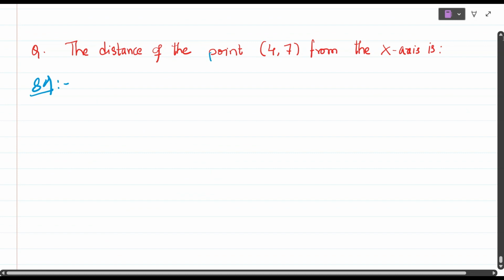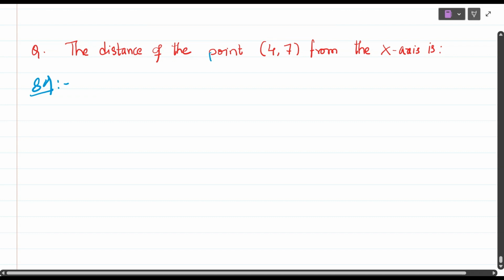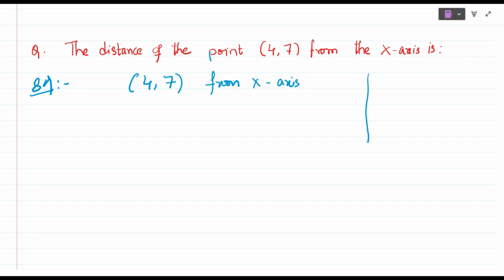Students, the next question is: the distance of the point 4 comma 7. See here the point is 4 comma 7. Okay. 4 comma 7 from the x-axis. They are asking from the x-axis. So let us plot the graph here. This is y and this is x. 4 comma 7 means somewhere here is 4, and if this is 4 then somewhere here 7 will be there, right?